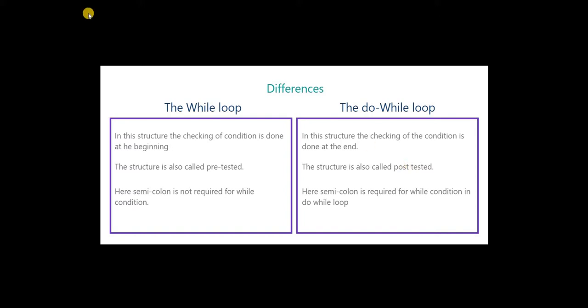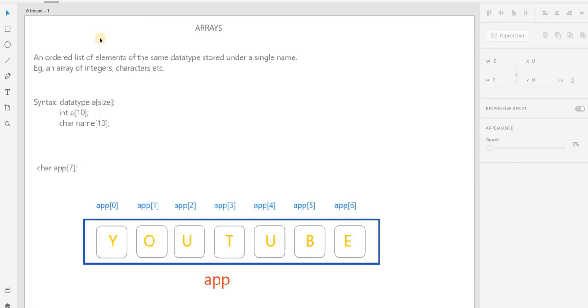Now we'll jump to arrays. Now we'll talk about arrays. An array is defined as an ordered list of elements of the same data type stored under a single name. So take your name, whatever it may be, it is made up of small characters. Your name is holding those characters. Those characters are called elements of an array, and the name is the array.